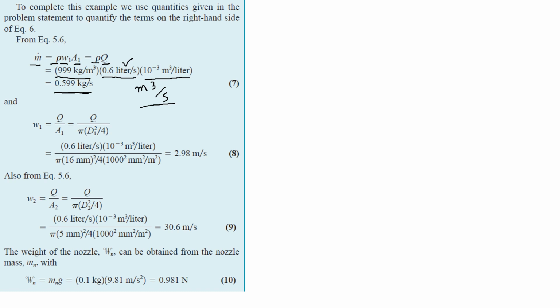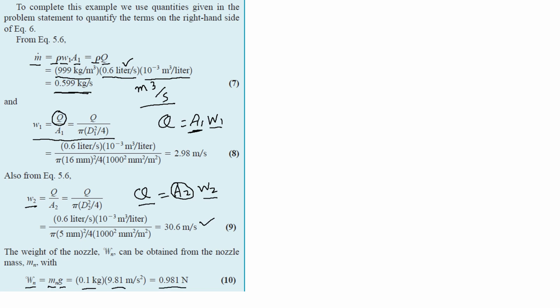Now we are going to use the same volumetric flow rate and use this equation Q is equal to A1 W1 to find our velocity at section 1. Here we will use the area for section 1. So this is what this term is doing. Then we are going to use the same volumetric flow rate to find the velocity W2 by taking the area at section 2. So this is what will come out. Then I am going to take the mass of the nozzle multiplied by gravitational acceleration. This comes out to be the weight of the nozzle.